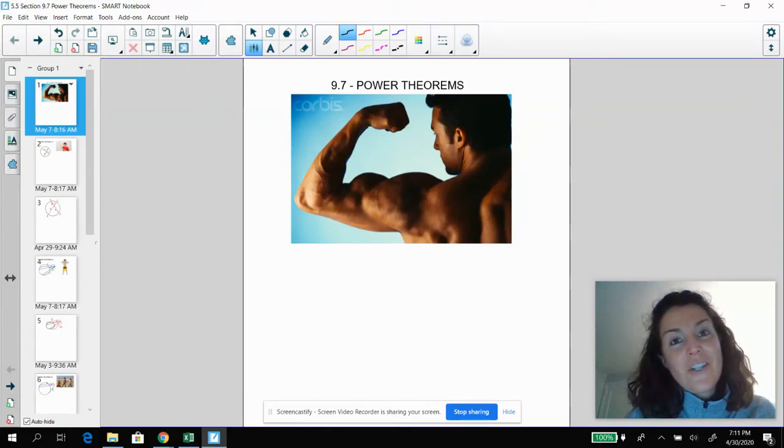This is our last section of this unit, which is so hard to believe. Unit 8, Chapter 9 in our textbook. So Section 9.7 is all about the power theorems.